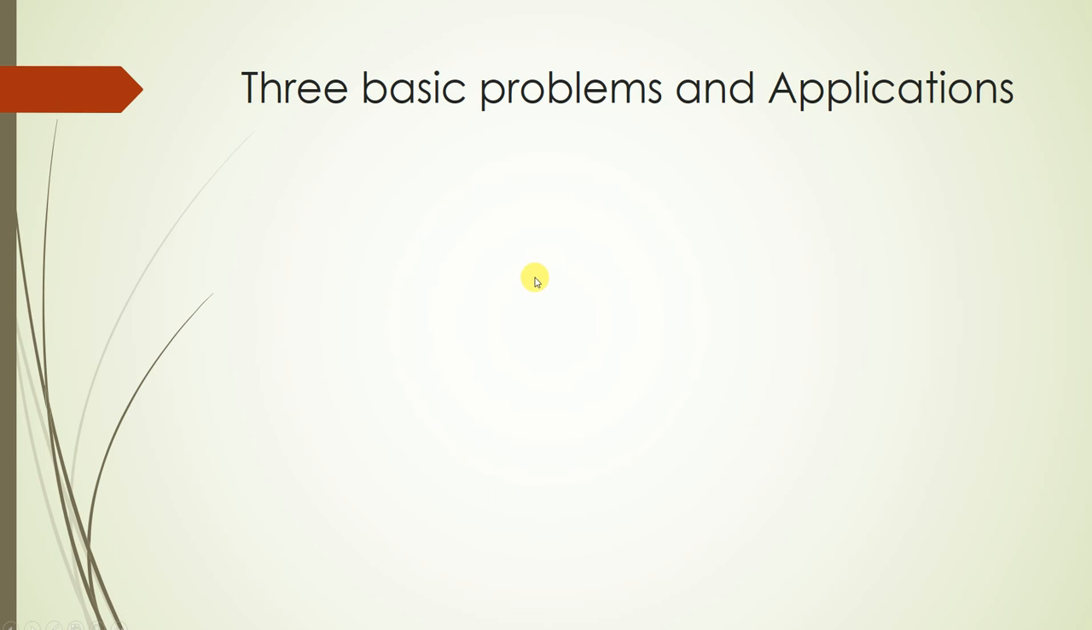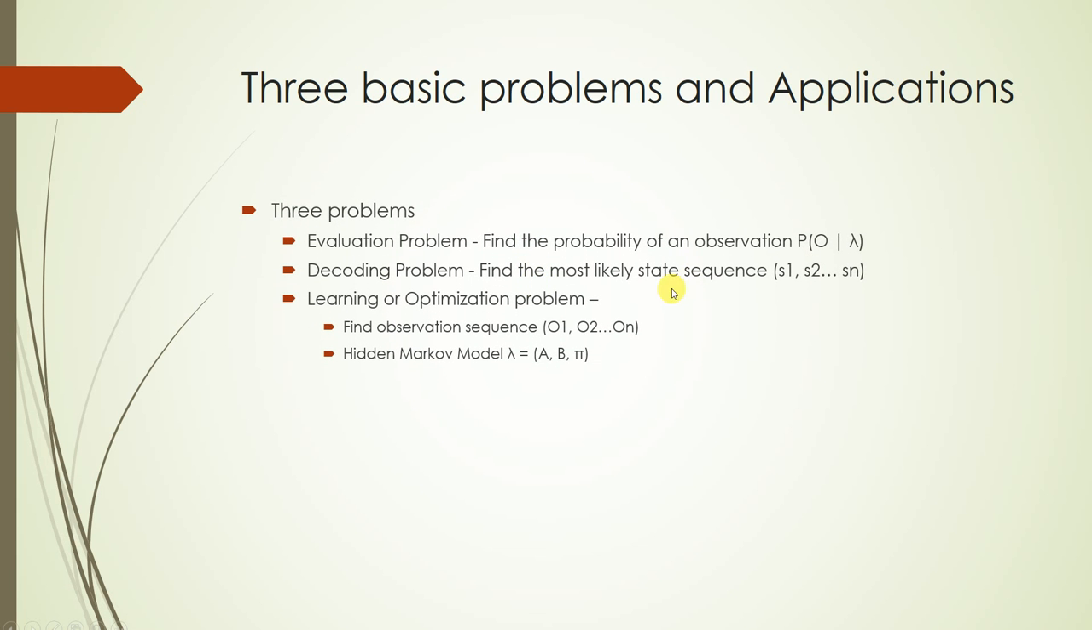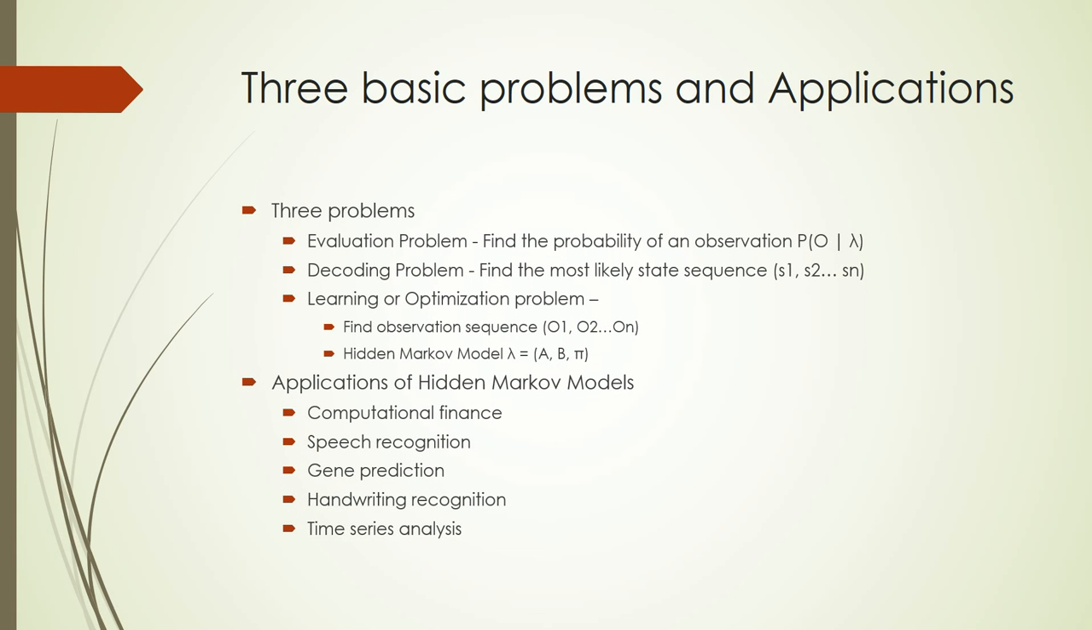Now the three basic problems and applications. The three basic problems which can be solved with HMMs, or hidden Markov models, are as follows. First, given the hidden Markov model lambda, which is (A, B, pi), and a sequence of observations O, find the probability of the observation, P(O | lambda). This type of problem is called the evaluation problem.